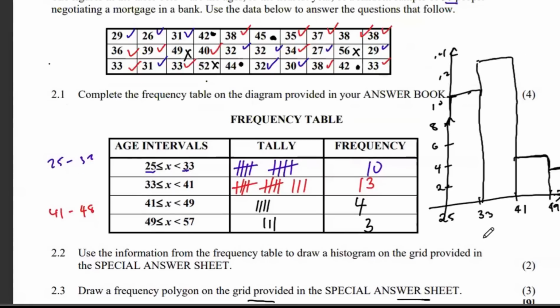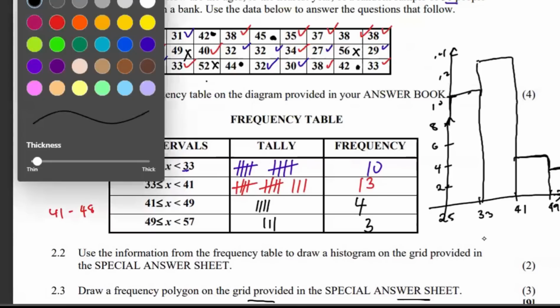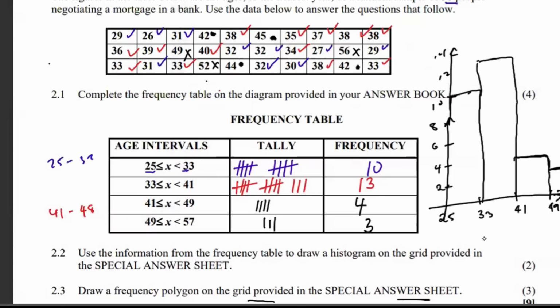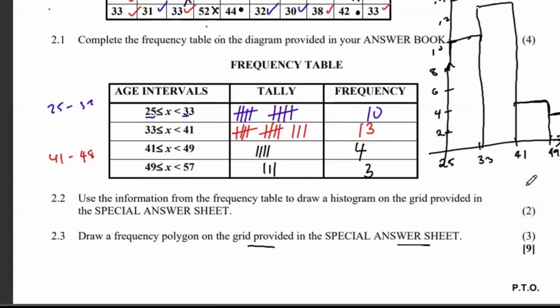All right, then they want us to draw a frequency polygon on the special answer sheet. So a frequency polygon is one that can be obtained from a histogram, okay? So from this histogram that I came up with, let's see. So we can just get the middle of the class, in the middle of the bars, middle of the bars, and then middle of the bars.